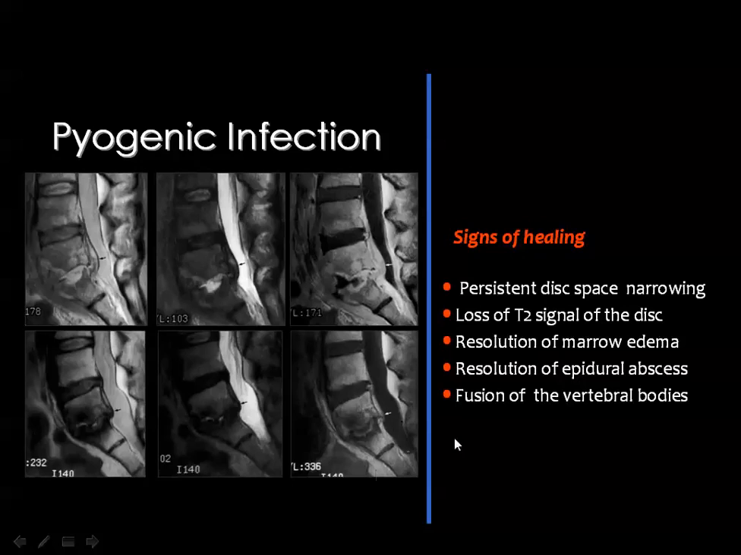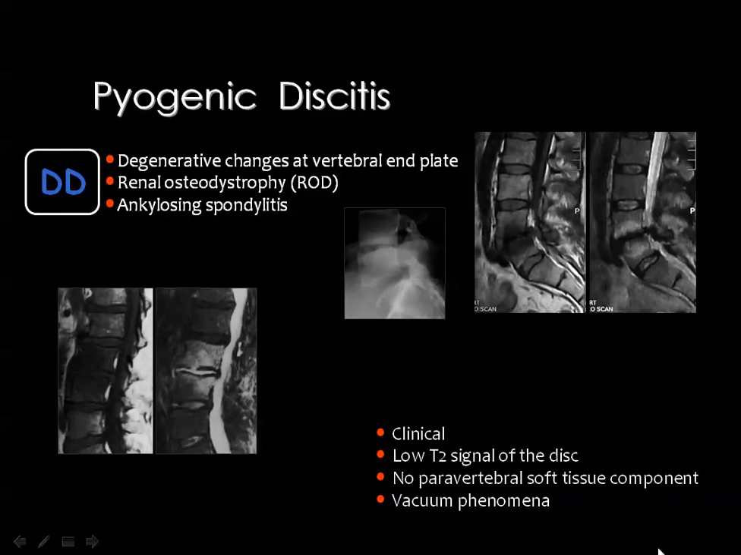But in the follow-up study, you got less brightness within the disc space, you got sclerosis of the vertebral end plates, you got almost total resolution of the intraspinal inflammatory granulation tissue compared to the above image, and also resolution of the prevertebral inflammatory granulation tissue. Then this is a good point.